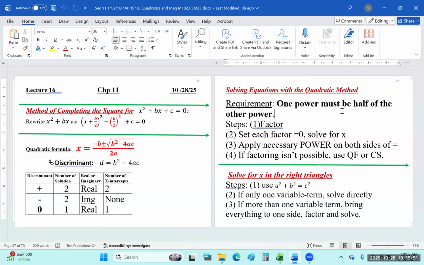I posted your grade on Brightspace. Did you see that? No? Yes. I posted your grades on Brightspace.